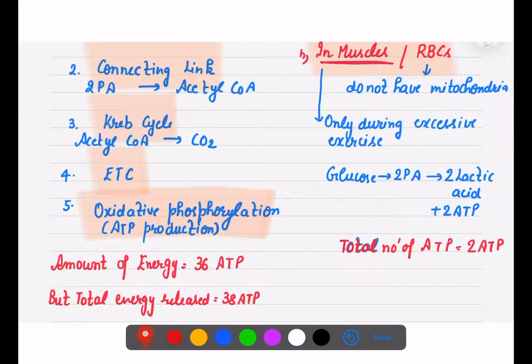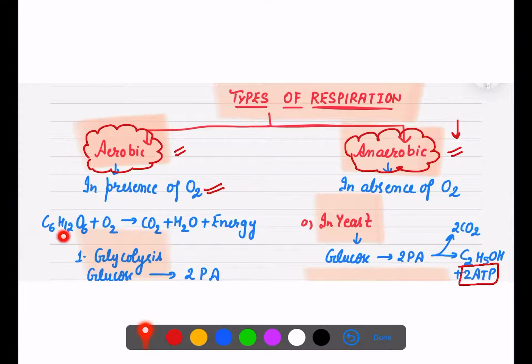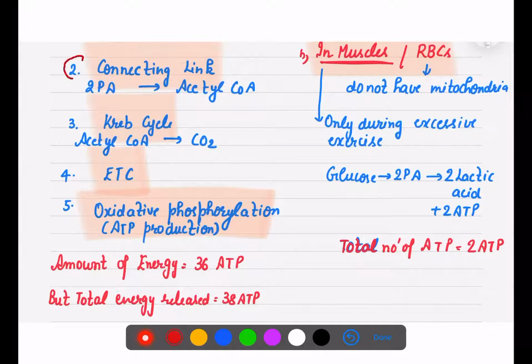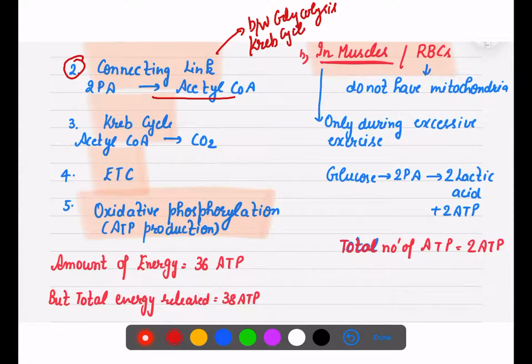And I told you that this breakdown of glucose in the presence of oxygen is not a simple process. First is glycolysis, the first step, which is a common step between aerobic and anaerobic. What is formed in glycolysis? Pyruvic acid. Then this pyruvic acid changes to acetyl coenzyme A. It is a connecting link between glycolysis and the Krebs cycle. Krebs cycle is another step in aerobic respiration. Here acetyl coenzyme A will release the CO2.